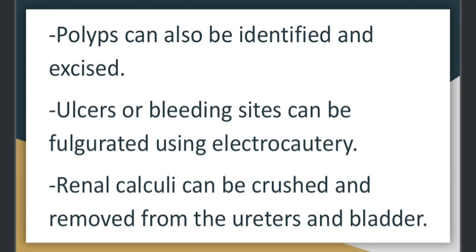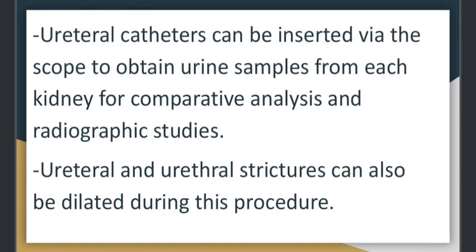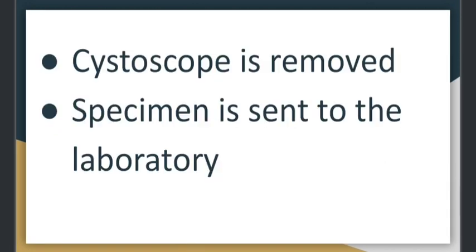Renal calculi can be crushed and removed from the ureters and bladder. Renal calculi means kidney stone. It will be removed if it is found in the ureter by crushing it. Ureteral catheters can be inserted via the scope to obtain urine samples from each kidney for comparative analysis and radiographic studies. Like if we have to obtain any urine sample, ureteral catheters are inserted. Then ureteral and urethral strictures can also be dilated during this procedure. Strictures means restrictions of the urethra. Then the cystoscope is removed, and if there is any specimen, it is sent to the laboratory.